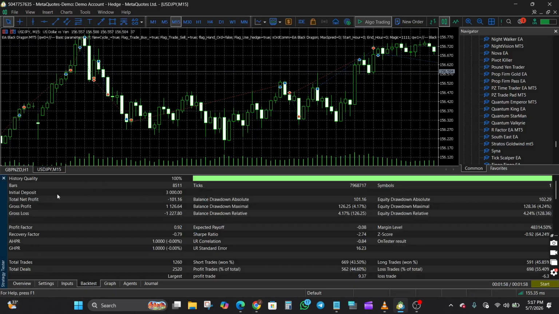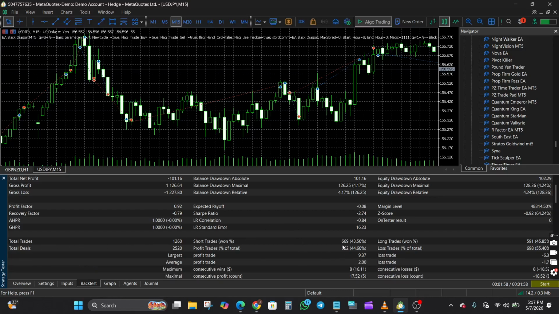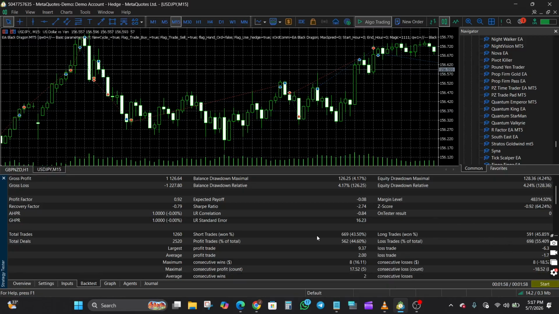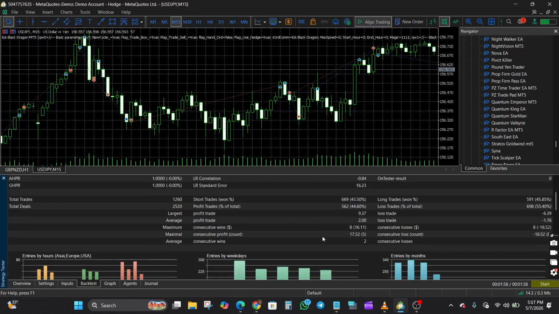And we can see that from an initial deposit of $3,000, the total net profit was actually negative 101.16. And there we are, 1,260 total trades taken, and 669 were short trades with a 43.5% win rate. 591 long trades were taken with a 45.85% win rate. So that tells me that the risk to reward ratio is not exactly all that good, and it's verified here in the average profit and average loss.